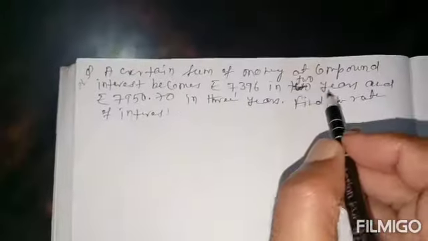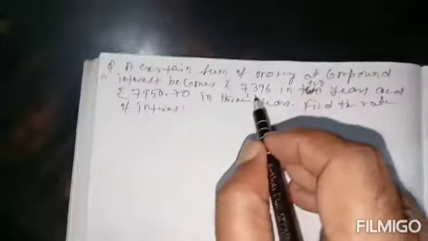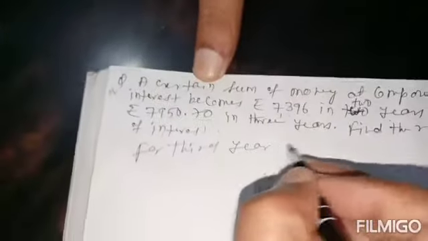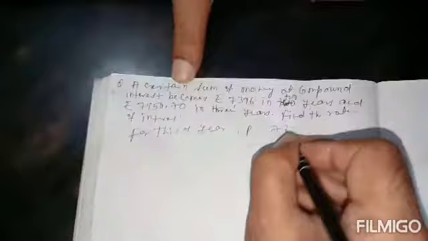Next question is, a certain sum of money at compound interest becomes rupees 7,396 in 2 years, and at the end of 3 years the amount becomes 7,950.70. Find the rate of interest. So for the third year, the principal is 7,396, because the amount at the end of 2 years becomes the principal for the third year.